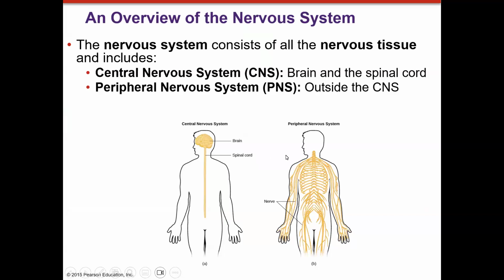Your nervous system consists of all the nervous tissue and includes our central nervous system, which is our brain and our spinal cord. Sometimes you'll read literature talking about the nuances of certain cranial nerves, specifically cranial nerve 1 and 2 being part of the central nervous system. Some are going to classify it as peripheral, but that's okay. We're just going to talk about central nervous system as brain and spinal cord. The peripheral nervous system, this side over here, is everything else.